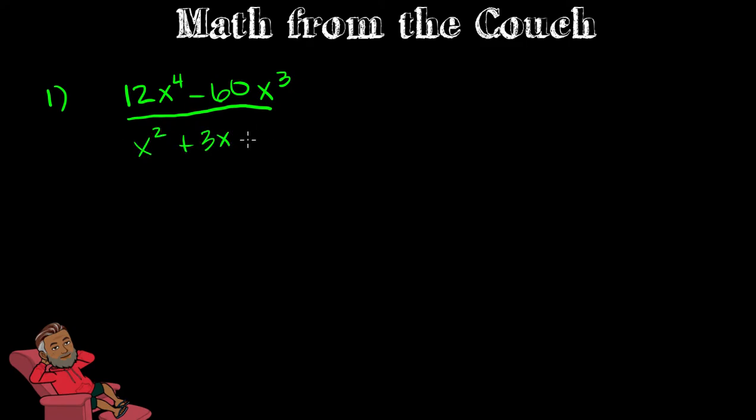So we have 12x to the fourth. We're going to say this is problem number 1: 12x to the power of 4 minus 60x to the power of 3 over x to the power of 2 plus 3x minus 40. Now, if you remember the problems from the last module, all you got to do is factor and then simplify. Now, why do we want to factor this out?